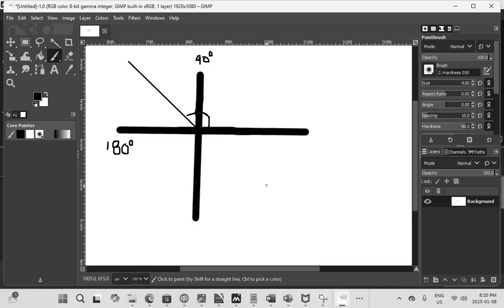The sine law basically says that side A over sine A equals side B over sine B equals side C over sine C.